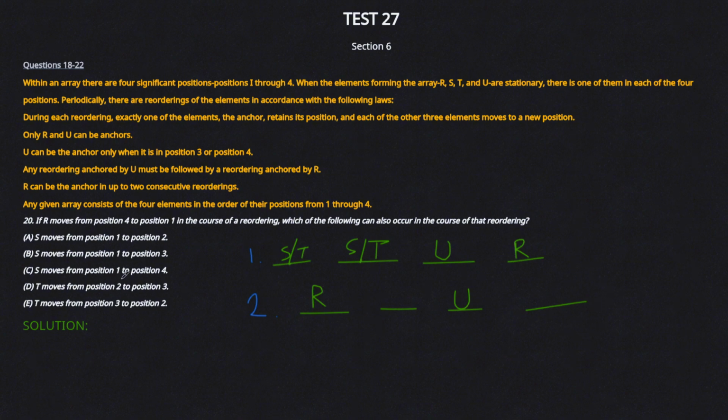Let's just move on to the options. S moves from position 1 to 2. Not really. Well, it can be. Wait. S moves from position 1 to 2. I mean, it could be. So we will hold it for now. S moves from 1 to 3. No, we have already occupied number 3 with U, so it's a cross out. S moves from position 1 to position 4.